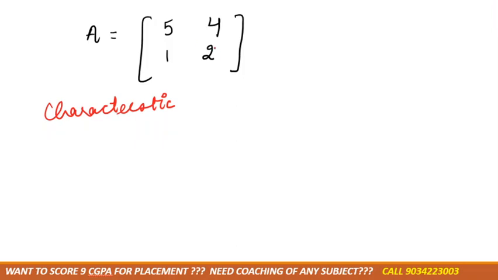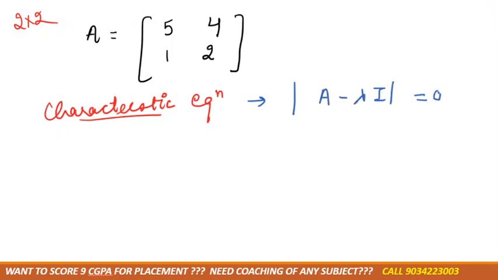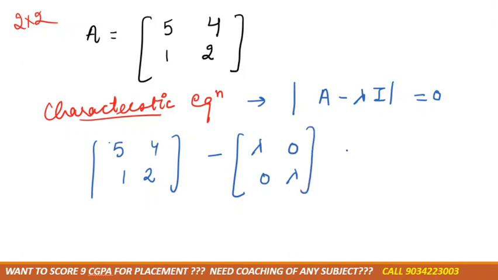Understood? I'm taking a matrix. For that we need to calculate the characteristic equation. How can we get the characteristic equation? That is A minus lambda I is equal to 0. So A, as you know, is 5, 1. Minus lambda I, where I is the identity, so it would be lambda, 0, right, is equal to 0.